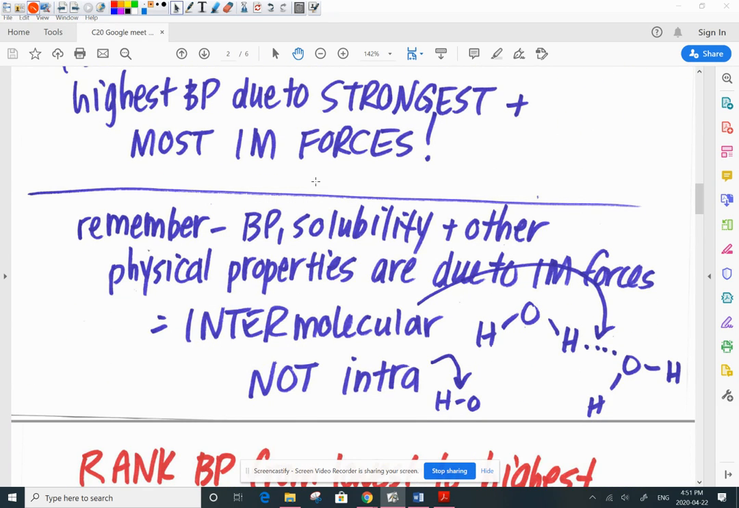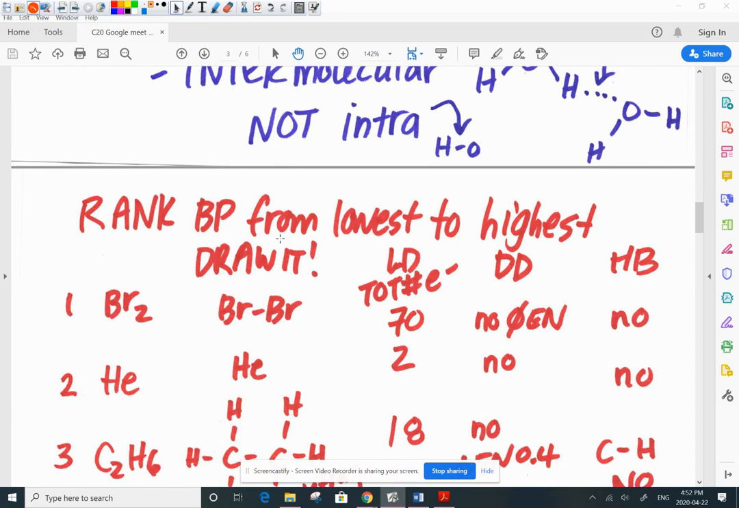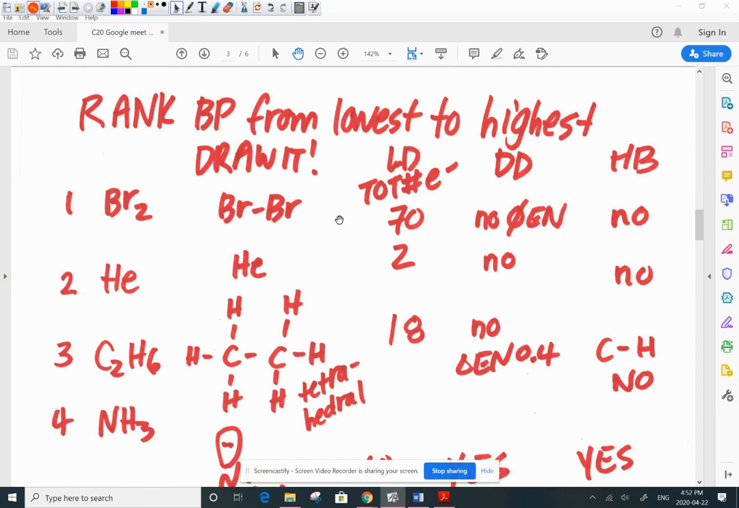So again, boiling point, solubility, melting point, all these physical properties are due to intermolecular forces. Remember, intermolecular is between two or more molecules, not intramolecular, not inside of a molecule, but between molecules.